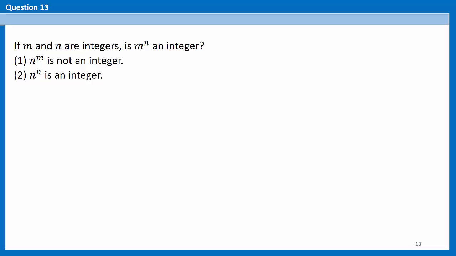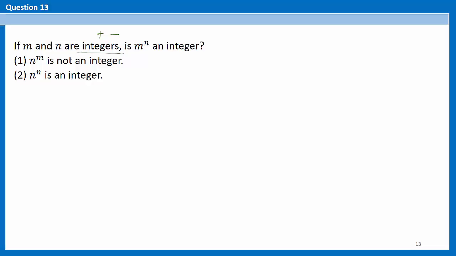If m and n are integers, is m to the power n an integer? Okay, analyzing the question, what it tells us is that m and n are integers, but they are not restricting the sign, so they could be either positive or they could be negative. Now the question is if m to the power n is an integer.